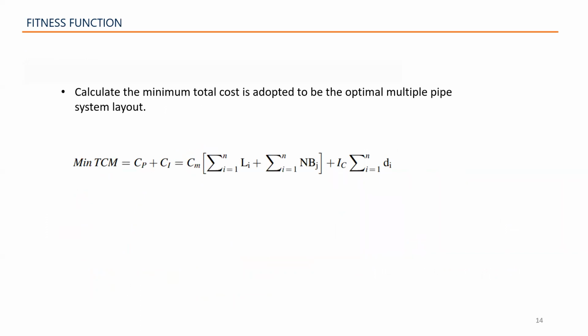Now calculate the minimal total cost, which is adopted to be the optimal multiple PEP system layout, which is CP plus CI, the two formulas we just talked about.